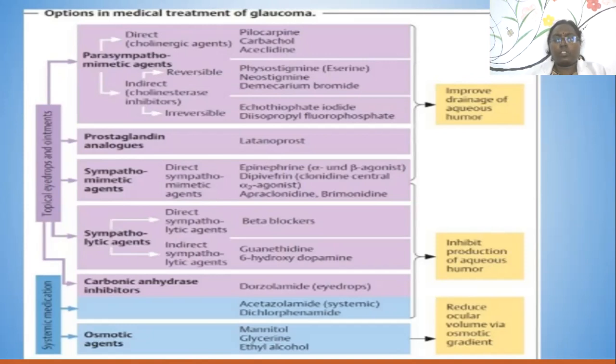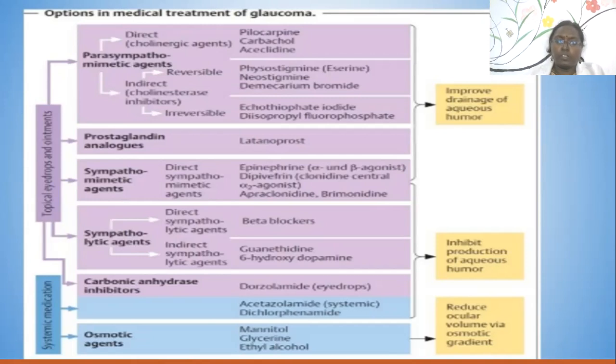Prostaglandin analogs, that is latanoprost, are given once a day. Among the direct sympathomimetic agents is epinephrine, then you have apraclonidine and brimonidine. These both improve drainage of aqueous humor and inhibit production of aqueous humor. Sympatholytic agents include beta blockers, guanethidine and 6-hydroxydopamine; all these inhibit the production of aqueous humor.